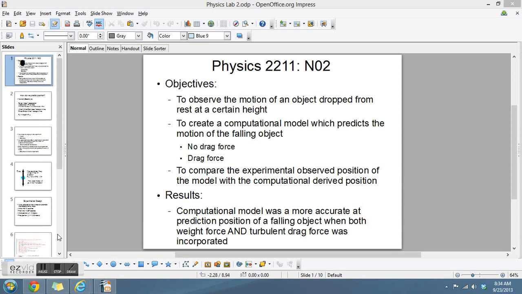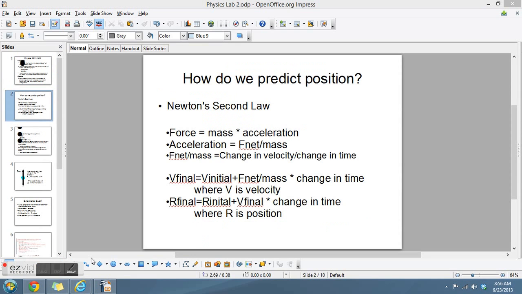Finally, we will compare the two computational models to the experimental model. Through this experiment, I found that the computational model was more accurate at predicting the position of the falling object when weight force and turbulent drag force were incorporated. We will predict the motion in our computational model using Newton's second law, which is given as force equals mass times acceleration. Newton's second law can then be used to determine the final velocity and the position of the object. These equations are given.